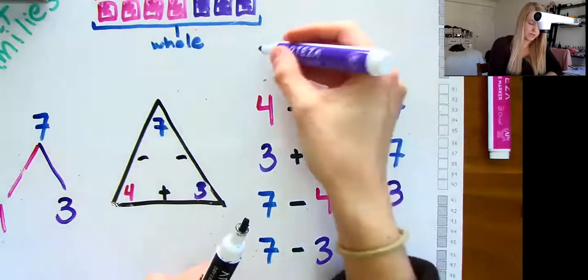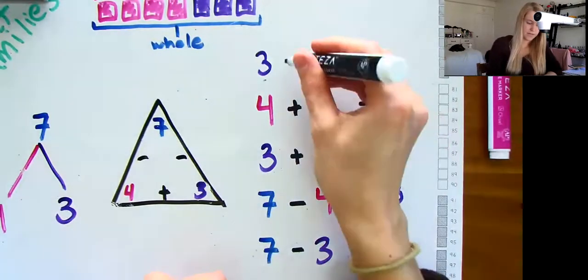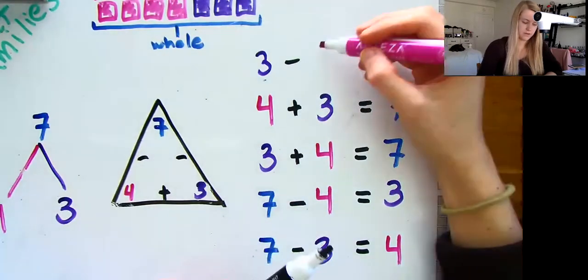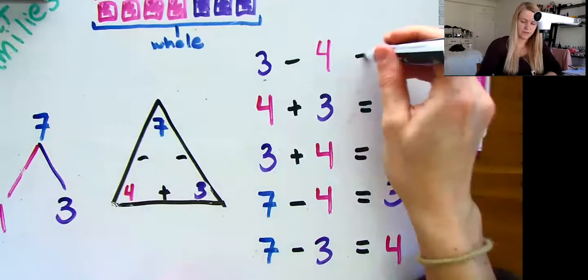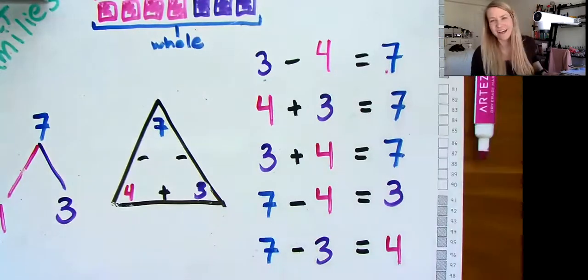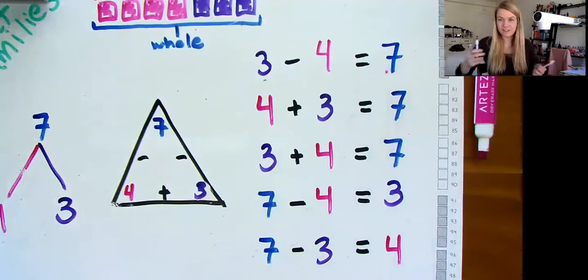Let's do 3 minus 4 equals 7. I used 3 numbers. They're all the same. They're all part of the same fact family. This must be correct. And do the problem.